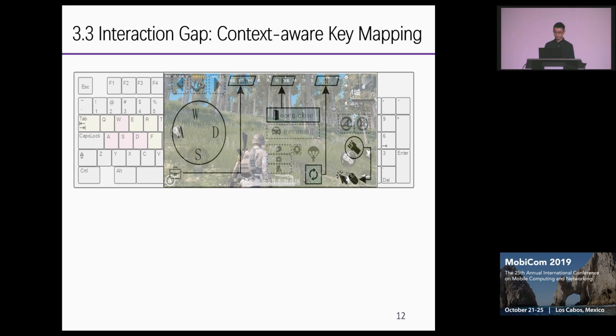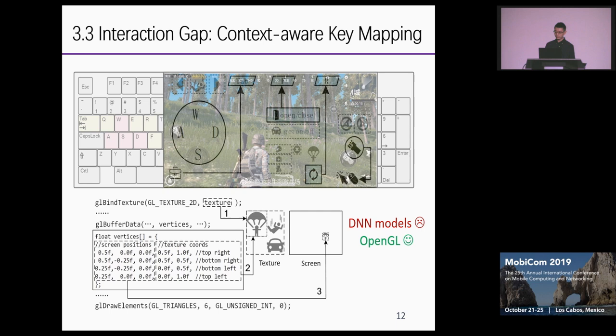The third challenge is about the interaction gap between mobile and PC gaming. We tap virtual on-screen buttons to play mobile games, but use a physical keyboard and mouse to play PC games. To achieve the mapping, the straightforward solution is to use DNN models for real-time button recognition. However, this is not only computationally intensive, but also inaccurate. Fortunately, we find a better solution by analyzing an app's OpenGL instructions, which is lightweight and accurate.